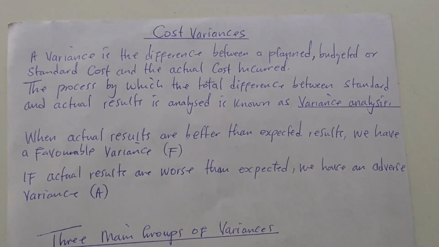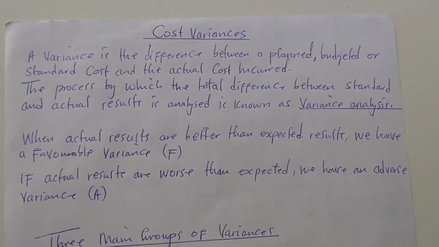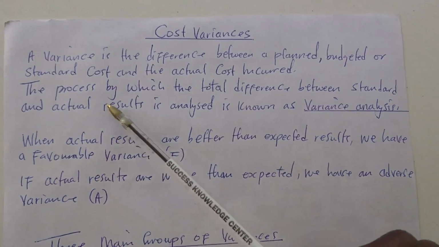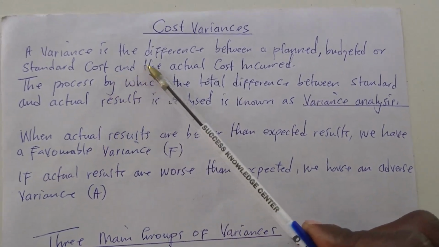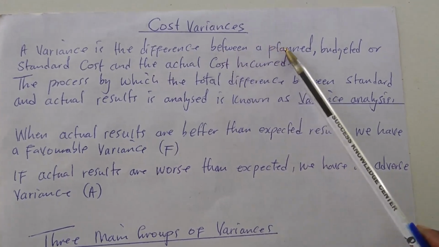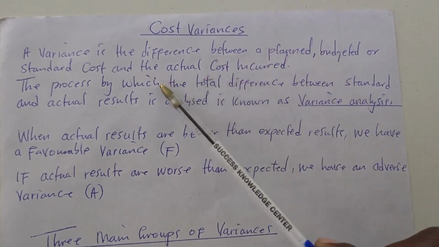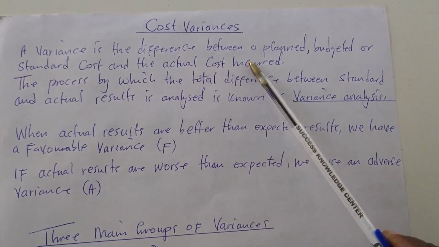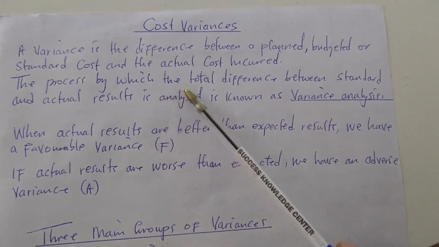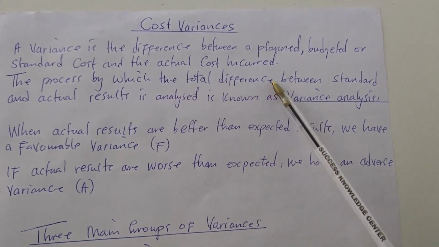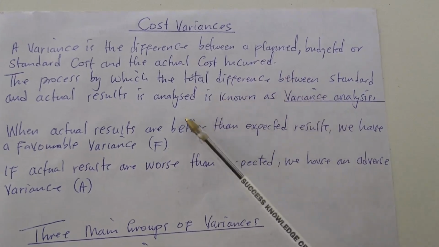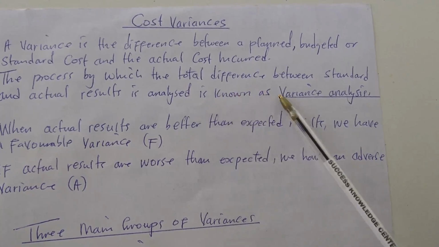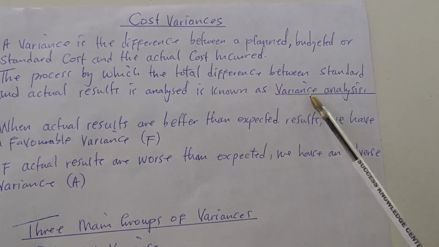Hi, so today I want to cover the cost variances in management accounting. We are saying a variance is the difference between a planned, budgeted or standard cost and the actual cost incurred. The process by which the total difference between standard and actual results is analyzed is known as variance analysis.